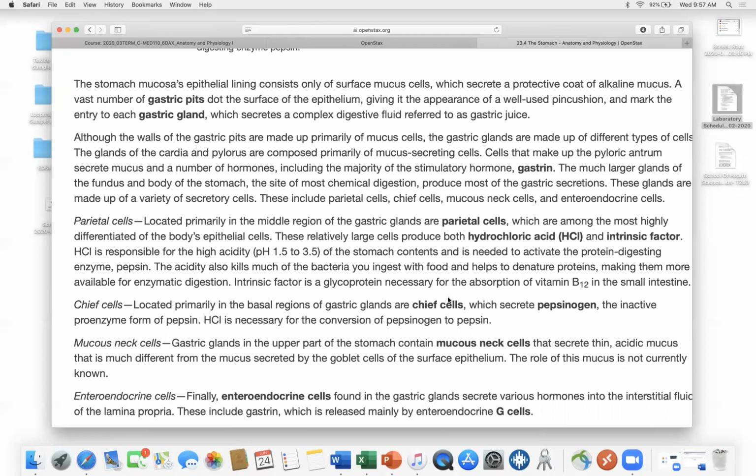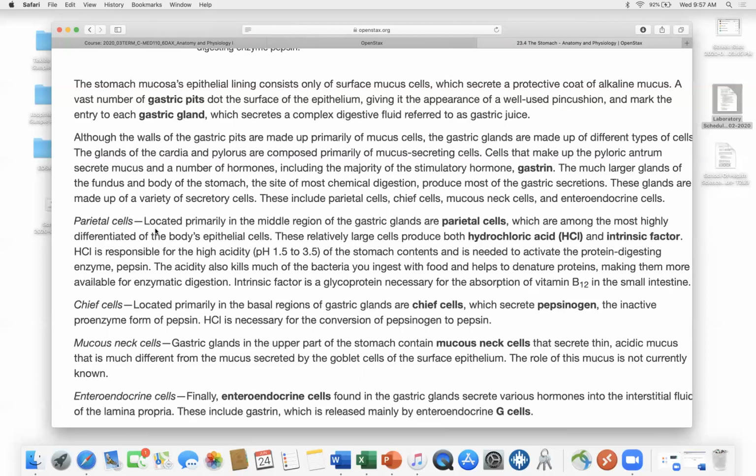The chief cells make pepsinogen to create pepsin, and pepsin breaks down proteins. Now, hydrochloric acid is necessary for the pepsinogen to change into pepsin. The parietal cells make hydrochloric acid, right? And look at the pH, anywhere from 1.5 to 3.5. It's very acidic, very reactive. But as long as we have enough mucus cells, you should be good.